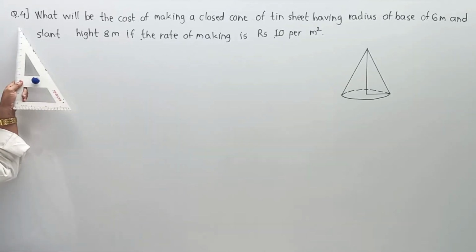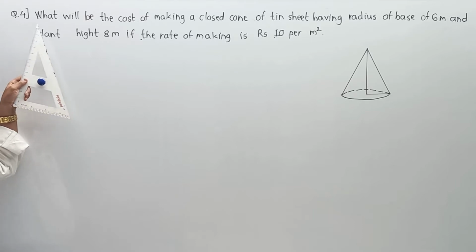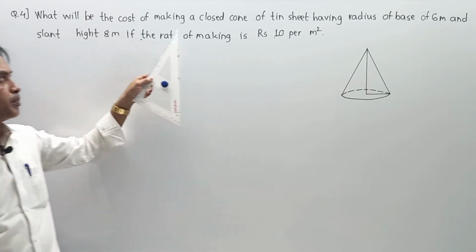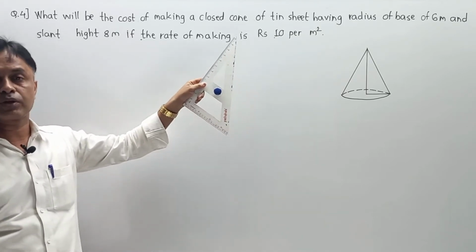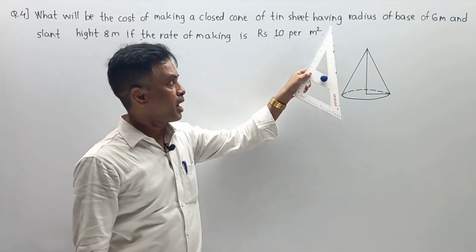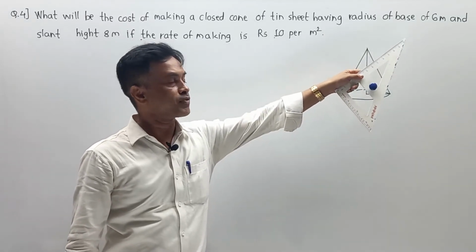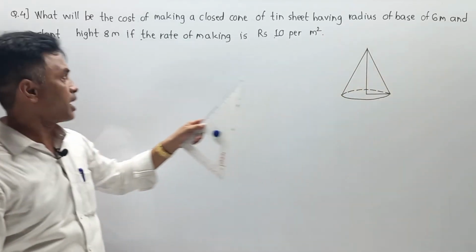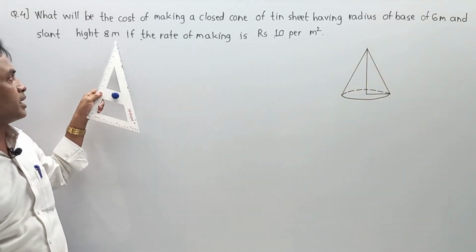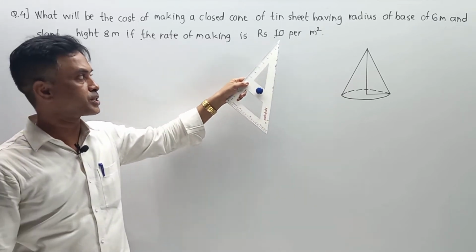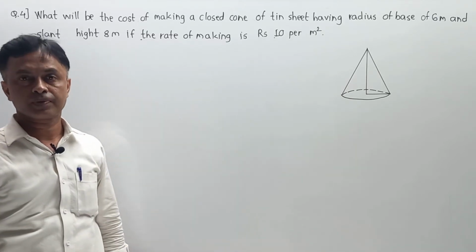Now question number 4, and the part is, what will be the cost of making a closed cone? Means we have to manufacture a closed cone of tin sheet having a radius of base of 6 meter, and the slant height 8 meter, if the rate of making is rupees 10 per square meter.